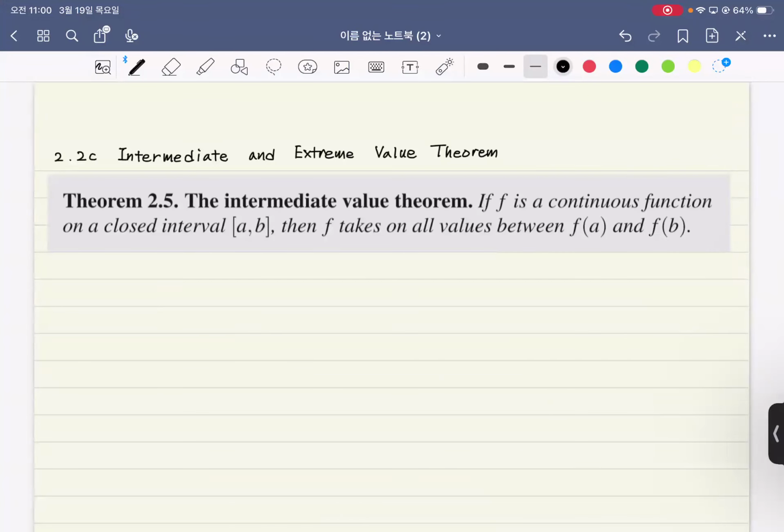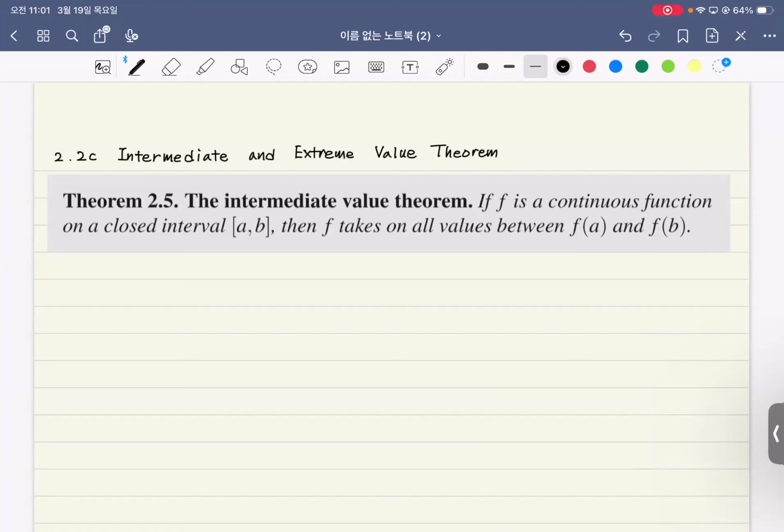Okay. Last time we discussed the uniform continuous function, and today we'll be studying the two greatest theorems on continuous functions, the intermediate and extreme value theorem. Okay, so first, the intermediate value theorem.